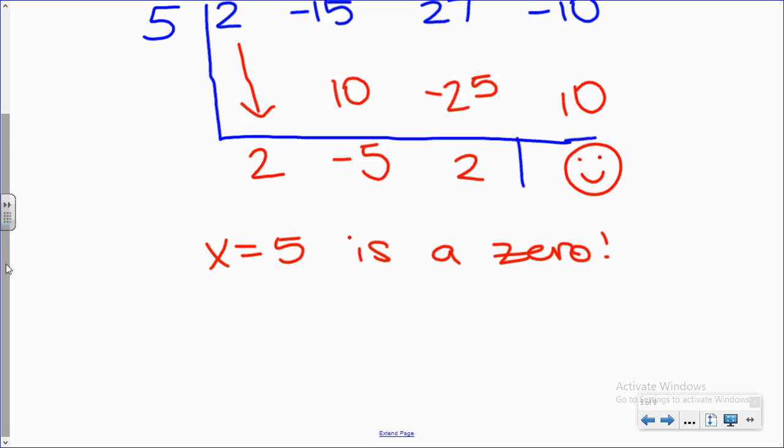Have I been putting a lot of emphasis on finding zeros the past couple days? Yeah, we're going to keep finding zeros, okay?